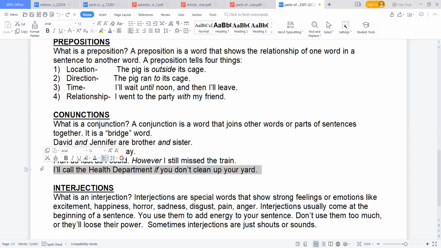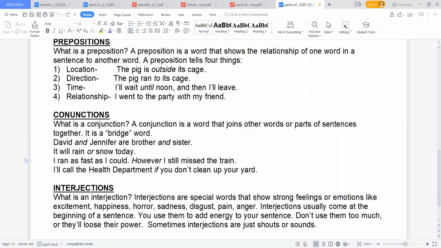Now, next is I ran as fast as I could. However, I still missed the train. So you can see a number of examples, a number of sentences where we have to use conjunctions. It's a separate topic. I'll have a separate class regarding this, like however, instead of, despite. These are all connectors.